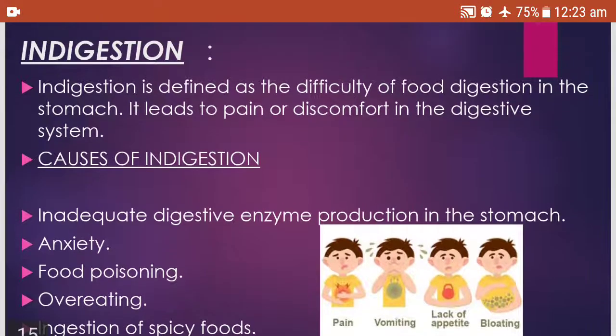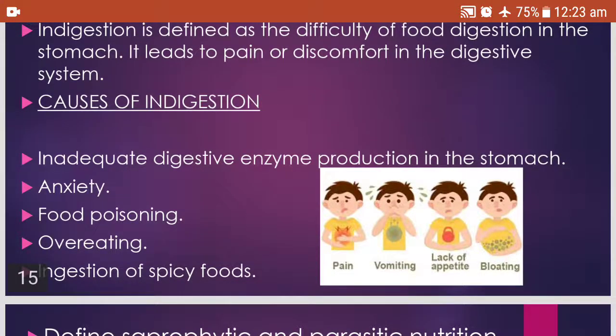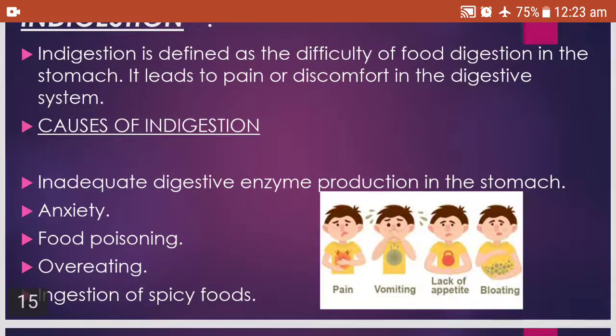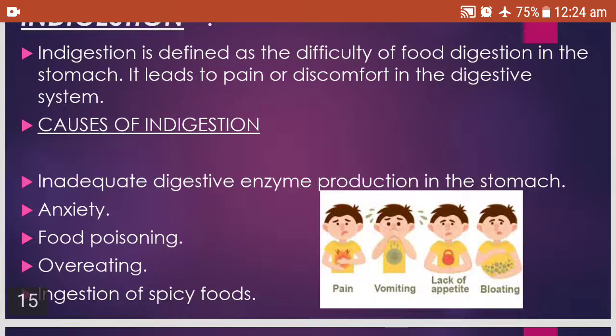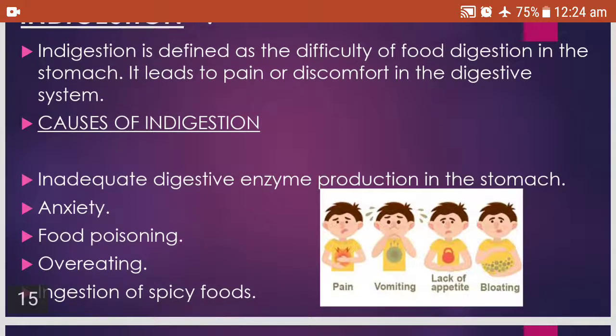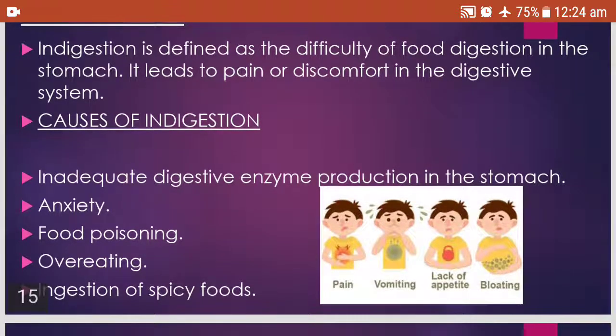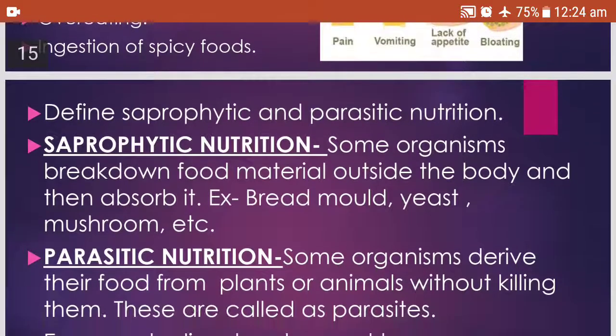What is indigestion? It is defined as the difficulty of food digestion in the stomach. It leads to pain or discomfort in the digestive system. The causes of indigestion are inadequate digestive enzyme production in the stomach, anxiety, food poisoning, overeating, and ingestion of spicy food. That means taking in spicy foods.